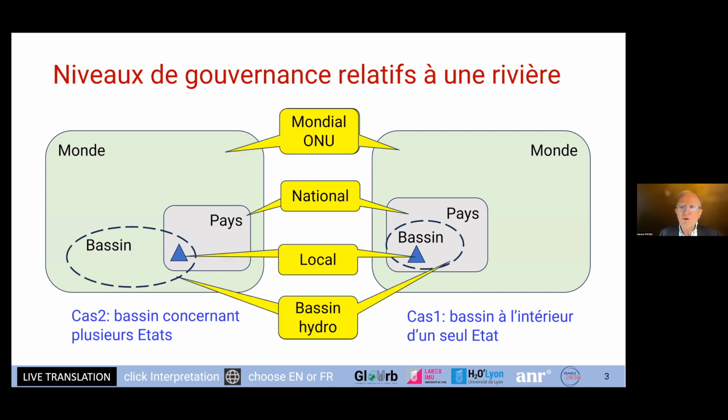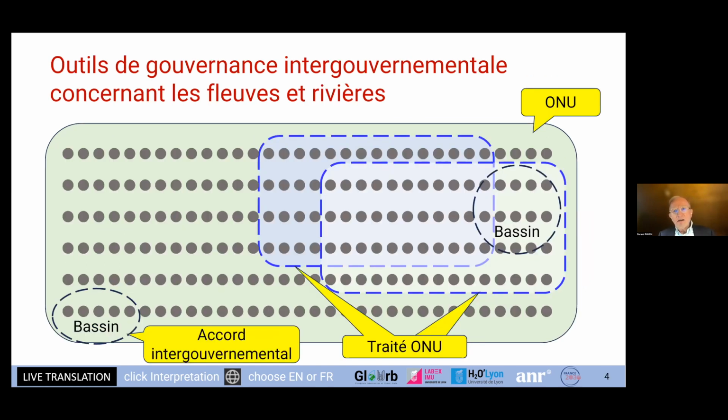In terms of governance, there are different levels and they're all important. There are local decisions that have an impact on the river. There are hydrographic basin decisions that impact the river. There are national decisions that also have an impact on the river. But there are also worldwide decisions, global decisions, and it's not as easy to understand those. And I will be talking about those.